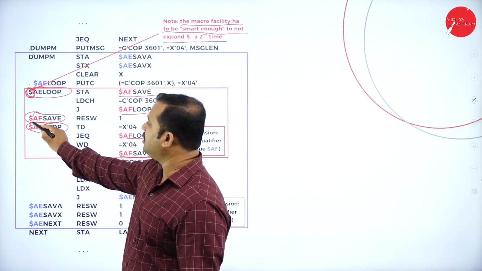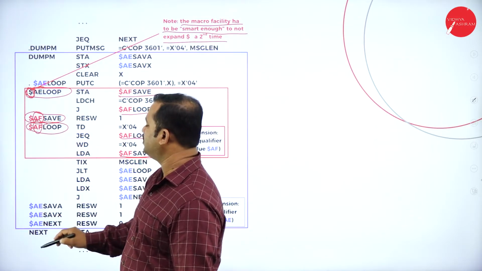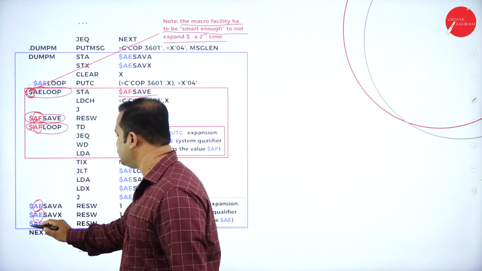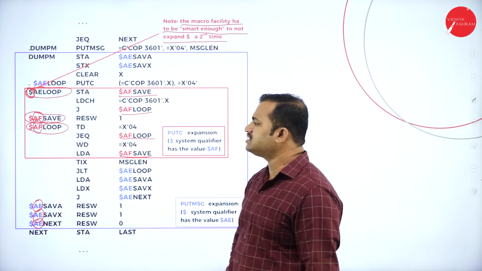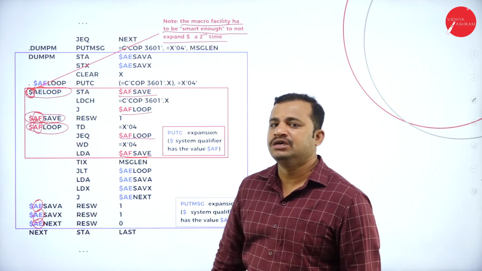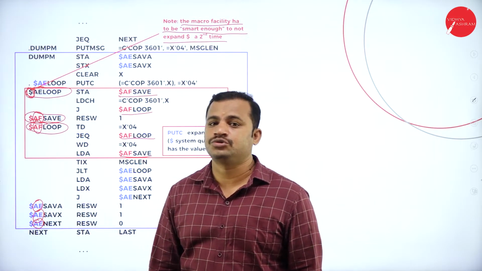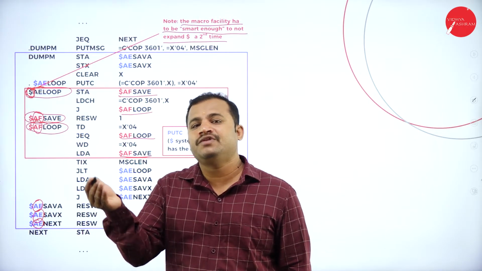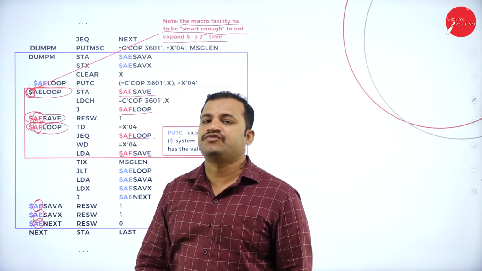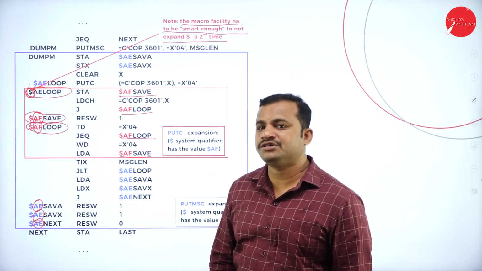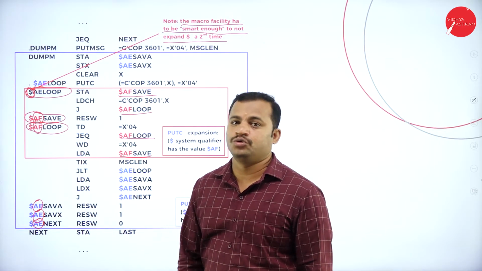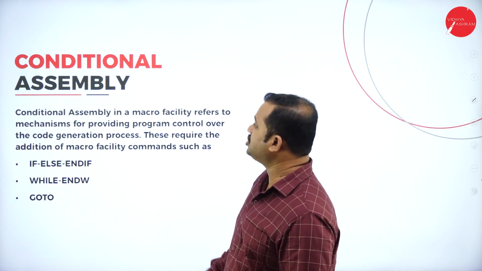But we have AF here, AF here. So AE here, AE here, AE here. So this indicates that each one of these statements in the expanded version of the source code are going to be identified uniquely so that the compilation will go on successfully according to the information furnished in the expanded version of the source code. So conditional assembly.